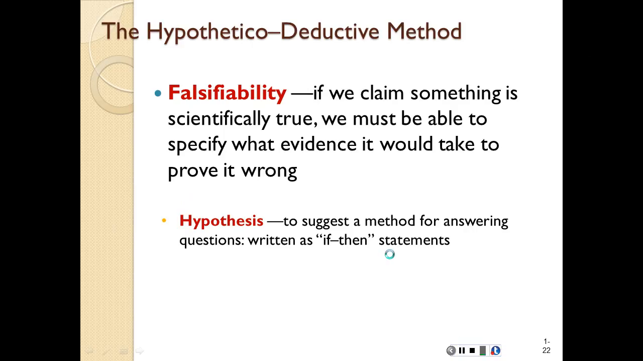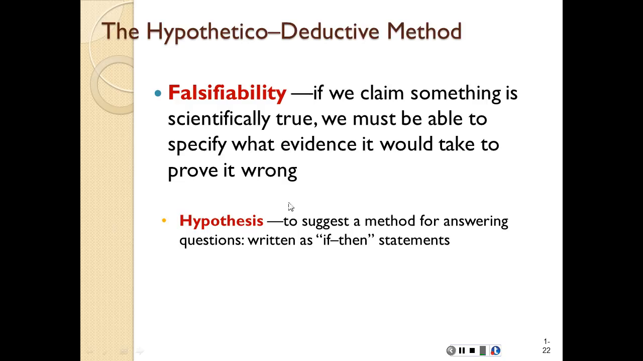Okay, so when we look at the word falsifiability, it means if we can claim something is scientifically true, we must be able to specify what evidence it would take to prove it wrong. So if you have a scientific method or scientific proof saying yes, this is working, do you have a scientific method to prove me wrong? That's basically what it's telling you.